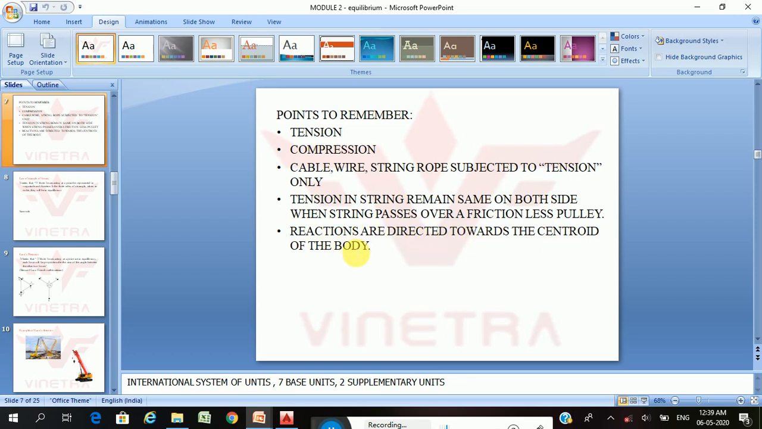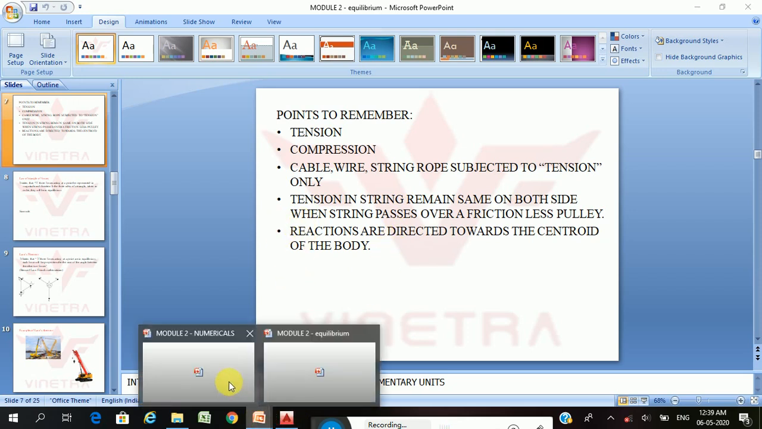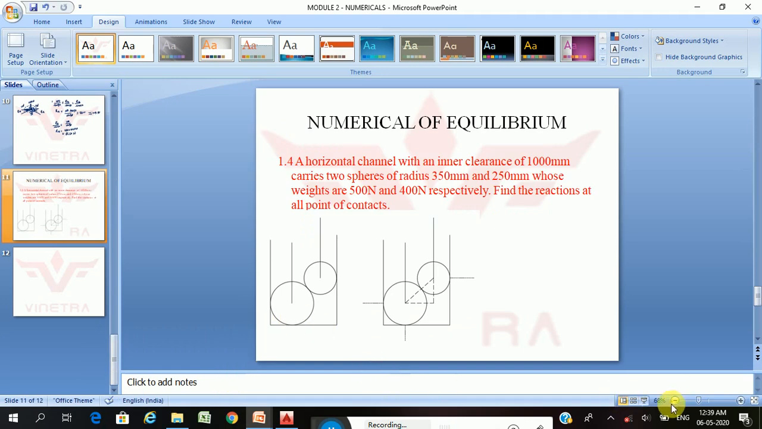In the previous problem we saw that whatever reactions were developed, those reactions were directed to the centroid of the body itself. This is the meaning of this point. Now let us go to the numerical part here.